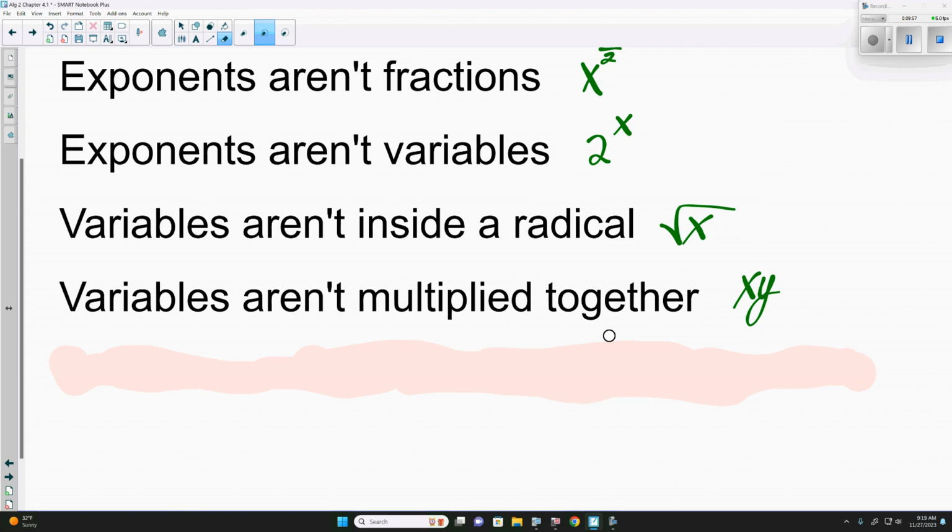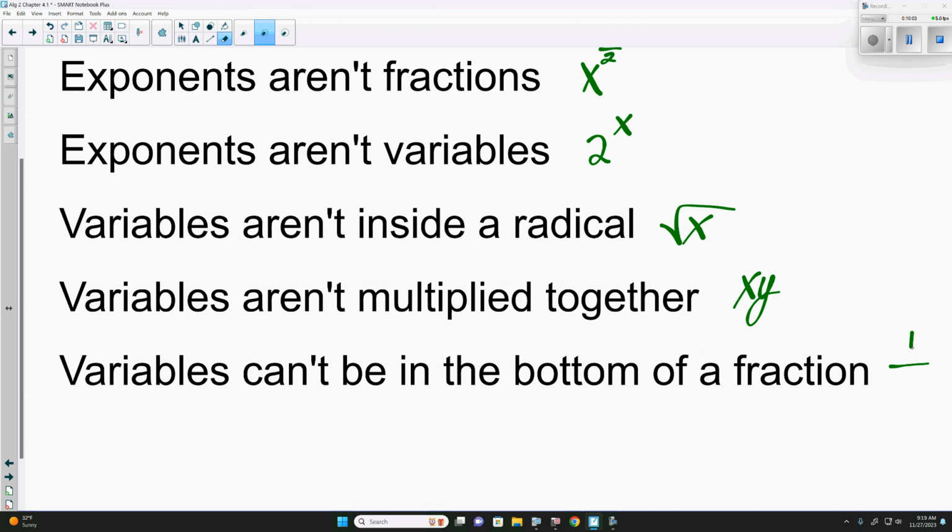And hopefully the last one: variables cannot be in the bottom of a fraction. Last ones are rational equations. And most likely, if variables are being multiplied together, it's going to end up being a rational equation if we did solve it for one variable or the other. So if any of these show up written in the equation, it is not a polynomial. It's actually a different type of equation.